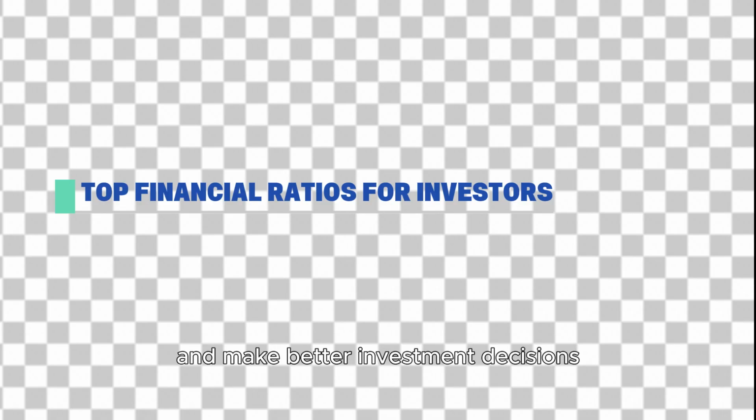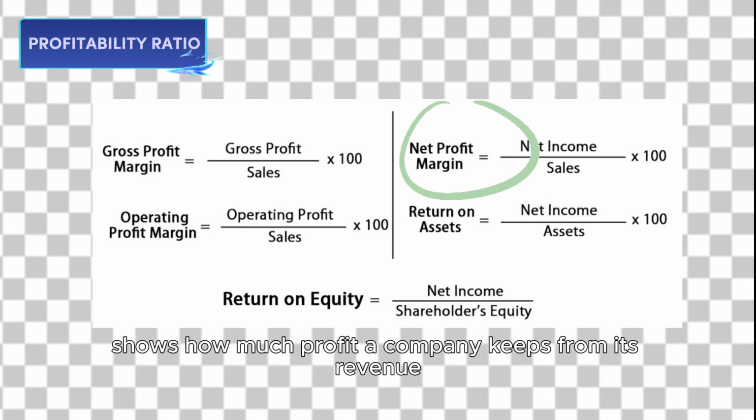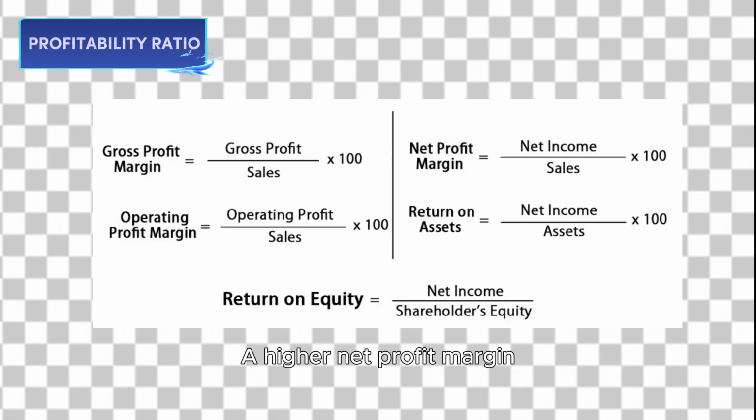make better investment decisions. Let's start with profitability ratios, which tell you how well a company generates profit from its operations. One of the most important is the net profit margin. This ratio shows how much profit a company keeps from its revenue after all expenses are deducted. A higher net profit margin means the company is more efficient at converting sales into actual profit.